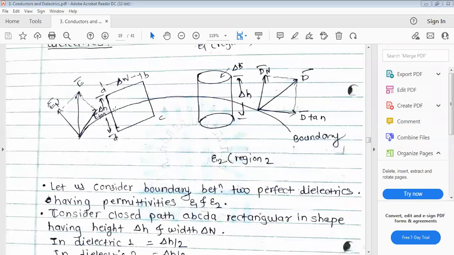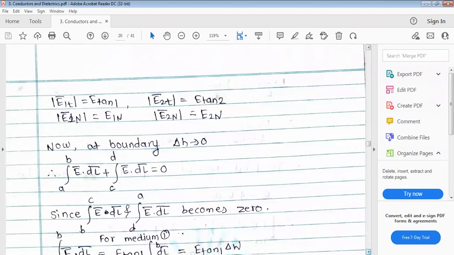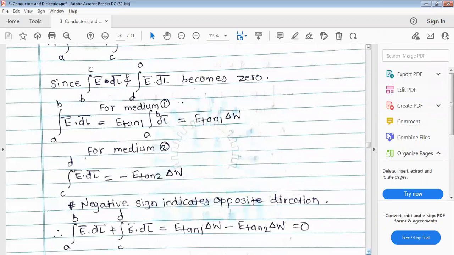So, when this delta H tends to 0, that time the sides BC and DA will become 0 here. So here, the integral from B to C of E bar dot DL bar and from D to A of E bar dot DL bar becomes 0 when this delta H becomes 0.